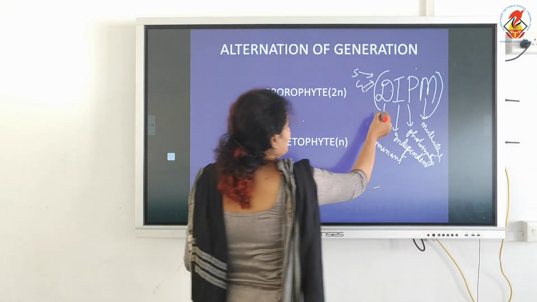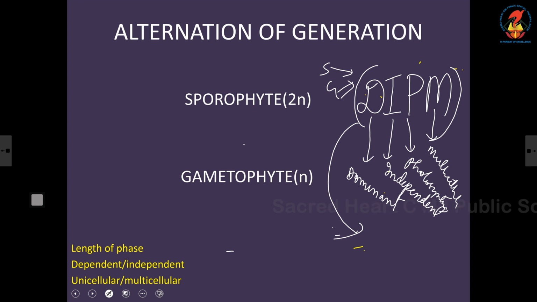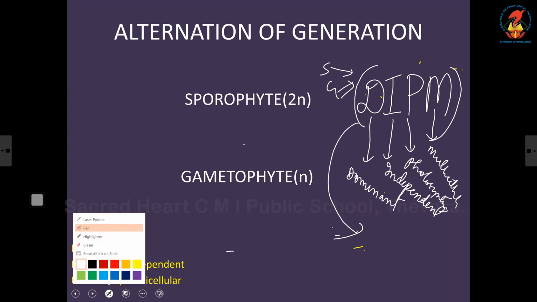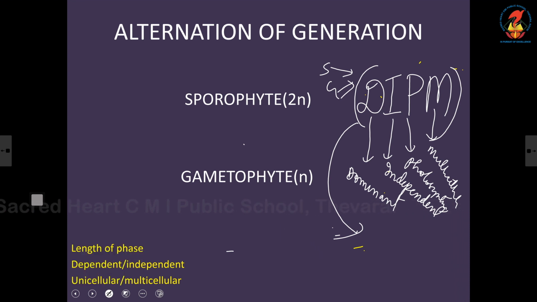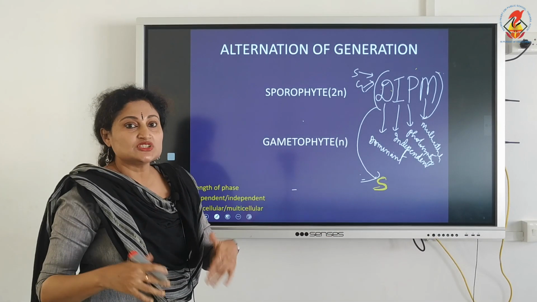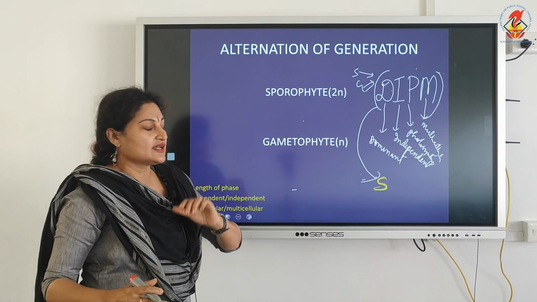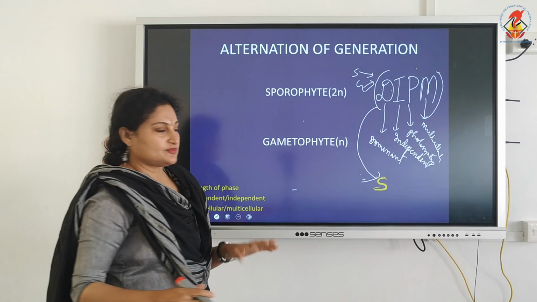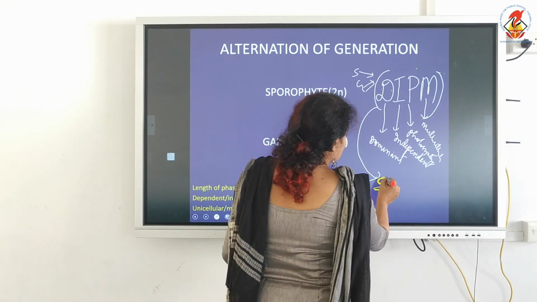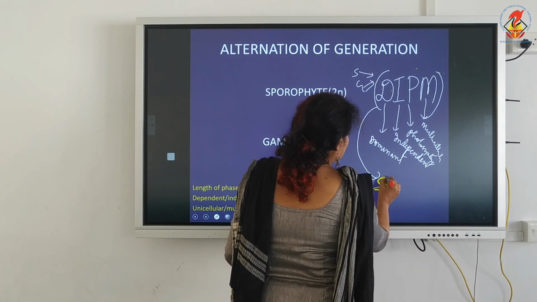So if one phase is dominant, independent, photosynthetic and multicellular, the other phase will be just the opposite. So let's analyze the opposite of each. The correct opposite of dominant is short-lived. The meaning of dominant is with respect to duration. They have a longer duration, and the term dominant is used with respect to its span or length of duration. So the opposite will be short-lived.